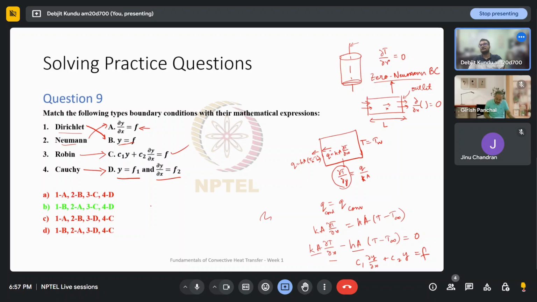So if we take all things together now, 1 should match with B, 2 should match with A, C, sorry, 3 should match with C, and 4 should match with D. Right? So among the options given here, option B matches with it. So option B should be the correct answer. I hope things are clear. Any questions on this?